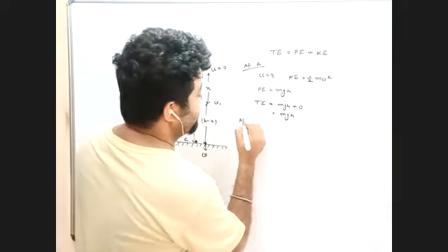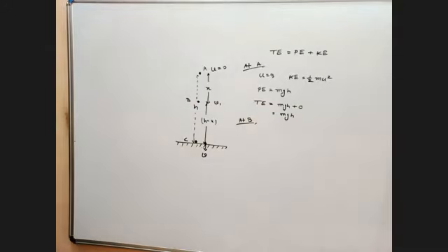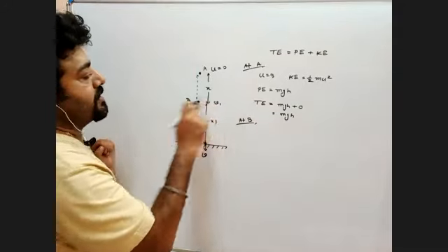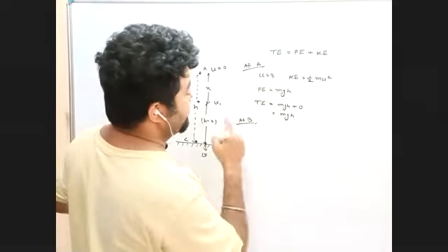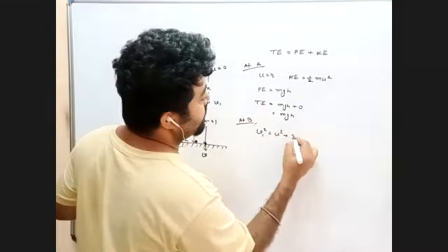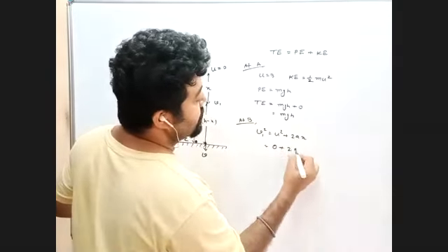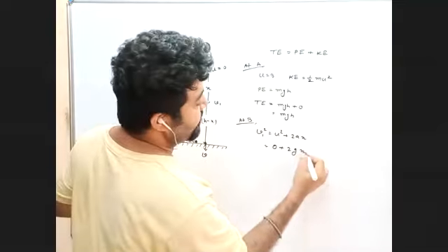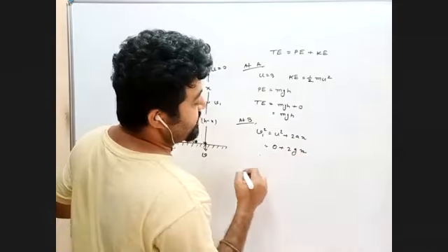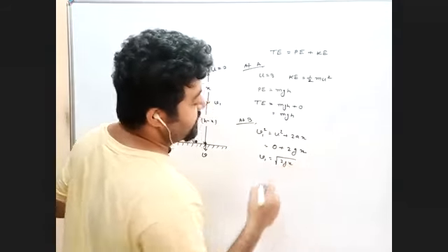Now at B, from here to here, the velocity v1 square is u square plus 2ax, that is 0 plus 2g into x, the distance traveled. So v1 square is 2gx, and v1 is root under 2gx. Is it okay?